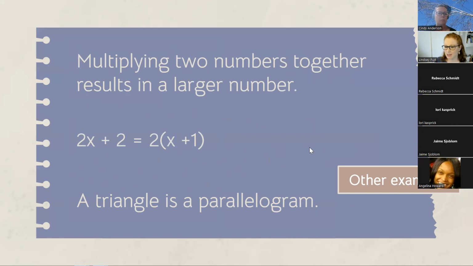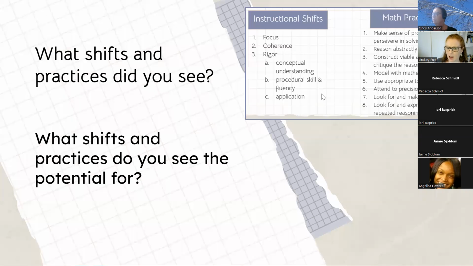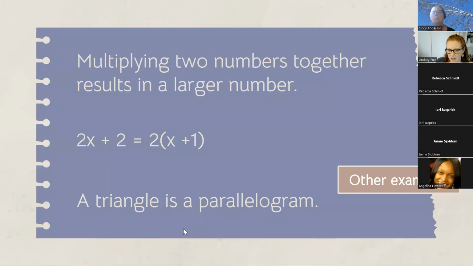We talked about math practice 7 and 8 being used here, looking at structure and making generalizations. Any shifts or other practices do you see potentially being in an activity like that if you did this with your students? Always, sometimes, never true. Multiplying two numbers together results in a larger number.